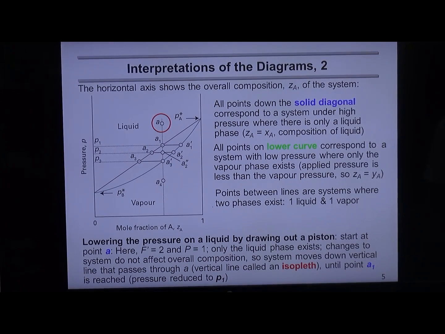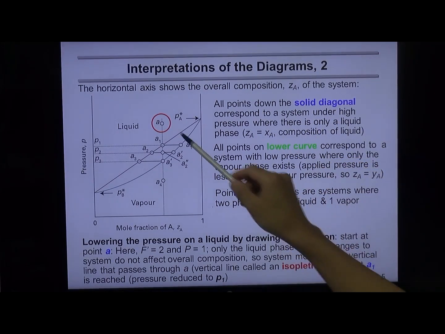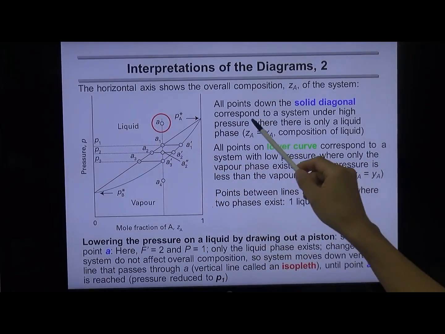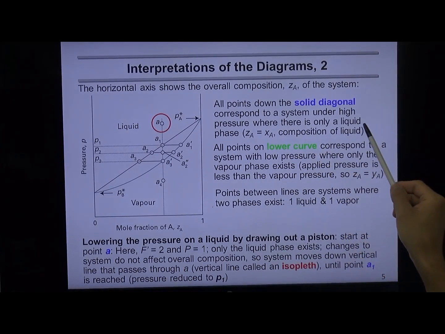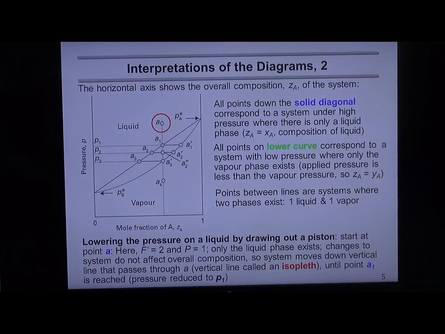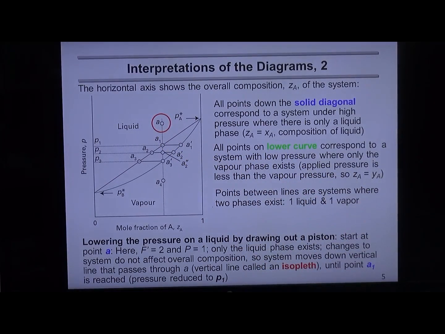So we can denote the horizontal axis as overall composition ZA. And as I already explained, all points down the solid diagonal, such as here, correspond to a system under high pressure, higher than the vapor pressure. So there's only liquid. In this area, ZA is equal to XA, since there is only liquid.